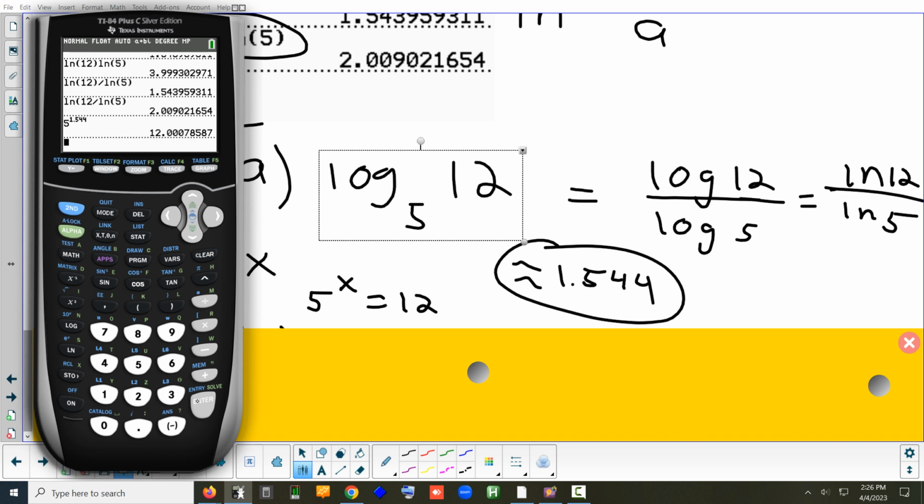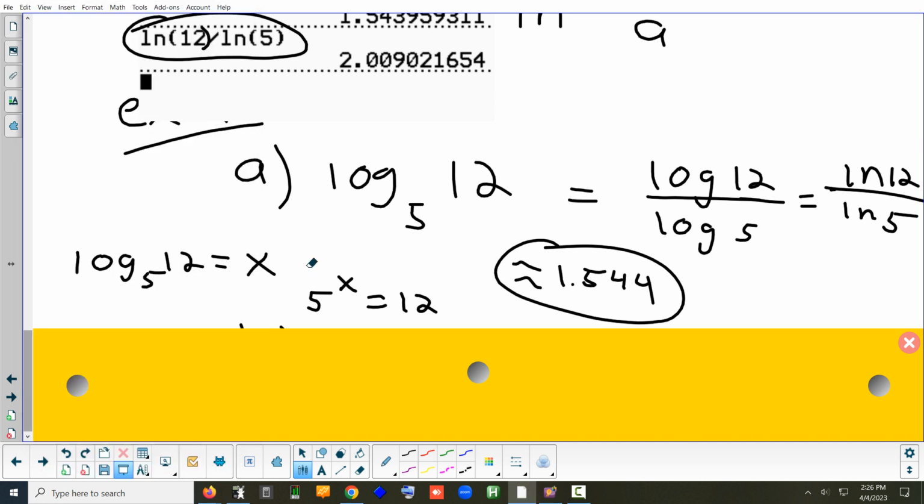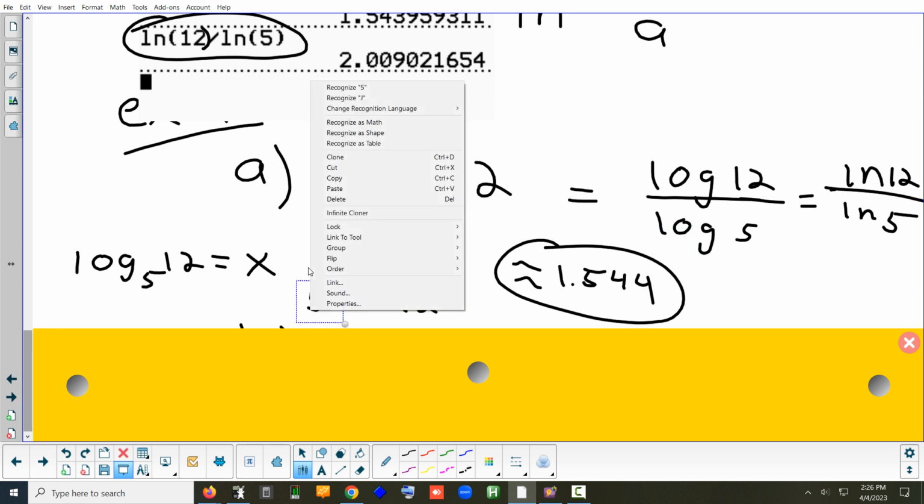So I told you at the beginning of the week, at first, we didn't know how to solve something where this number wasn't a power of that number. Now, we do. We can raise any number to a power and figure out what the answer would be with a logarithm.